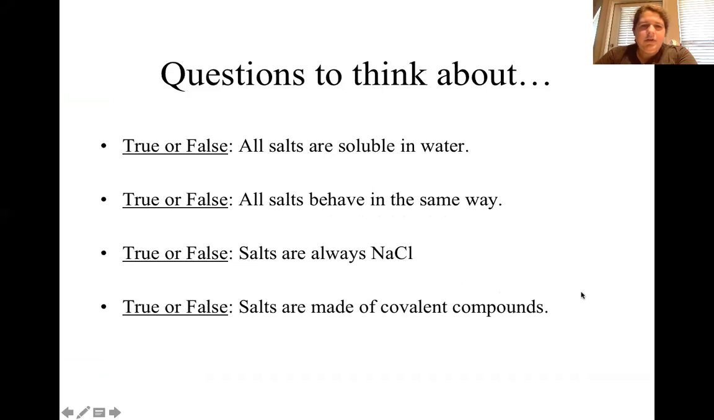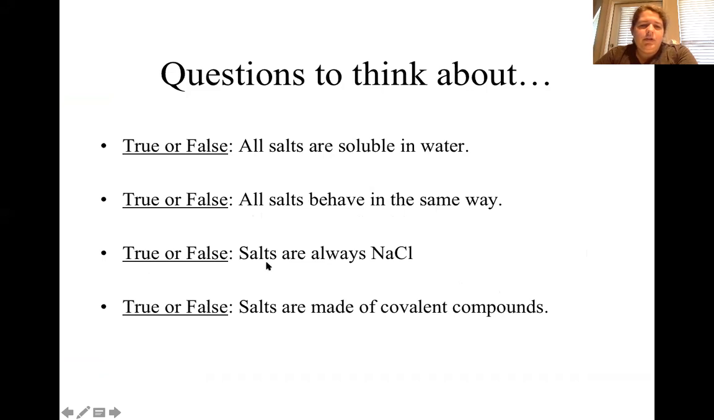All right, so today we're going to be talking about different solubility rules that can impact how a solute dissolves into a solution. So here are some questions to think about as we're going through this lesson. True or false? All salts are soluble in water. True or false? All salts behave in the same way, meaning that every salt is the same as another salt.